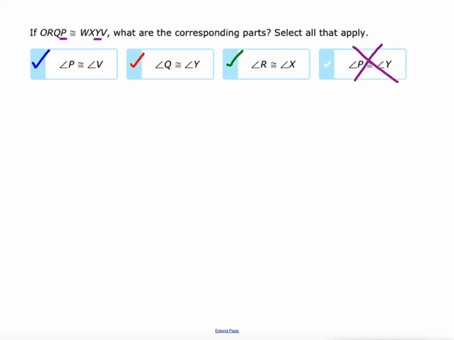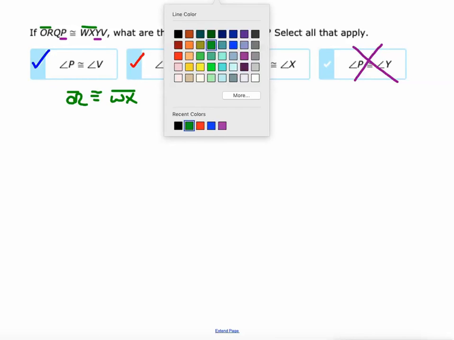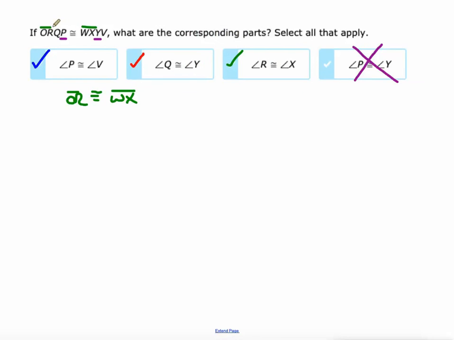And just for clarification, we can say stuff like segment OR is congruent to segment WX. Or we could say segment RQ is congruent to segment XY. We could go on and list a few more, but I think you're going to get the point.